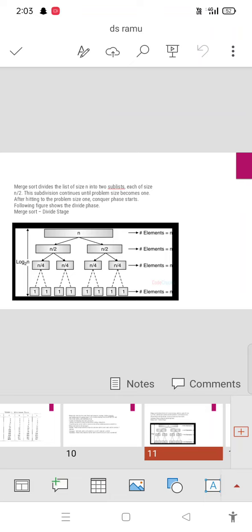Merge sort divides the list of size n into two sublists each of size n by 2. This subdivision continues until the problem size becomes 1. After dividing the problem of size n into the conquer phase, the following figure shows the divide phase and how the elements are divided. N is divided, giving 2 inputs of n by 2 and n by 2. They produce n by 4. N by 4 is like 3 branches of a tree, like that.